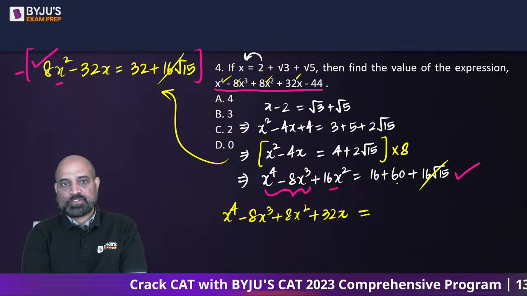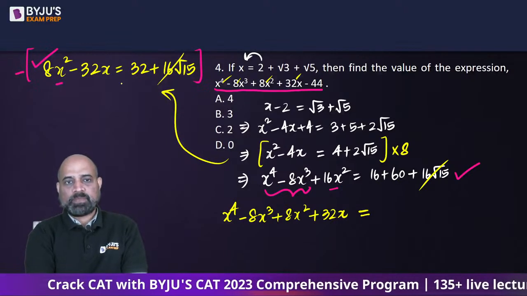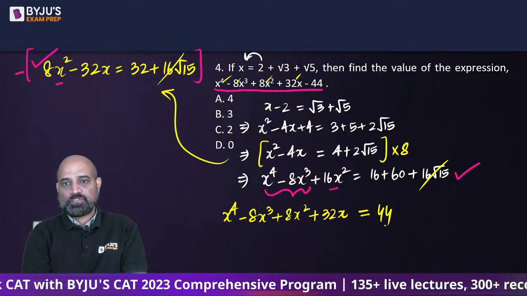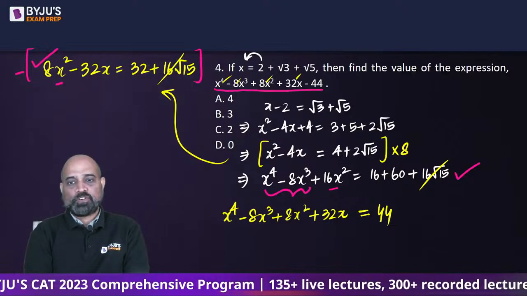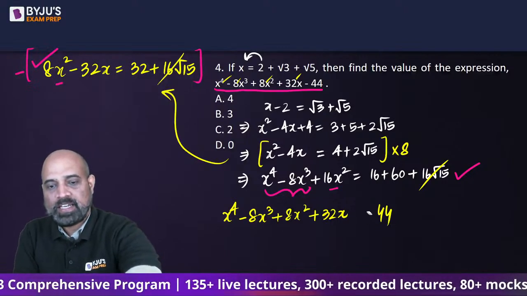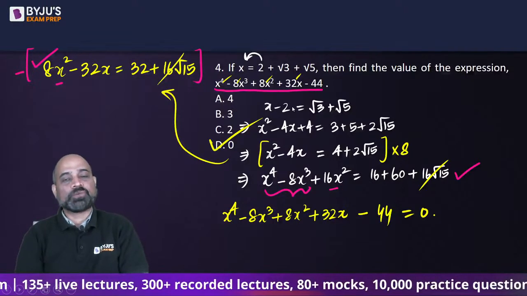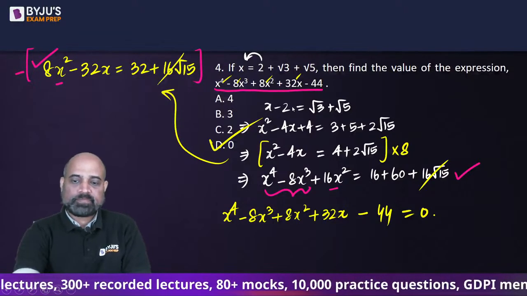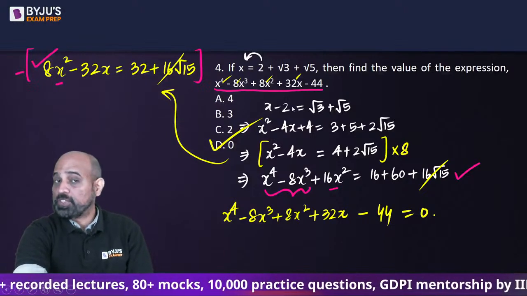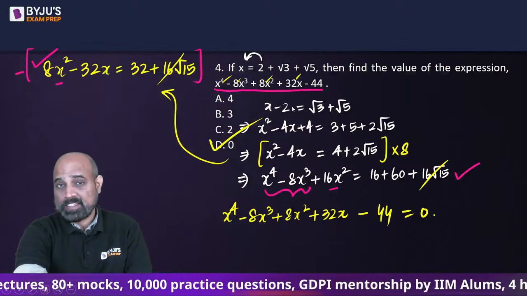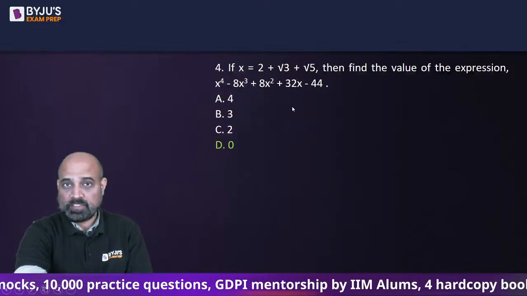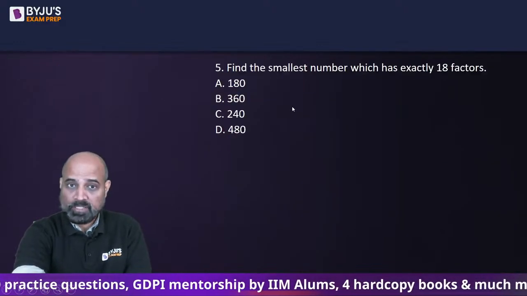I will have 76 minus 32, which results in 44, which means if I bring 44 on the left hand side, I will be left with 0. So D only answer. Right? So I did not have to put the value of x as it is given in that expression to get the answer, because that will be very time consuming.